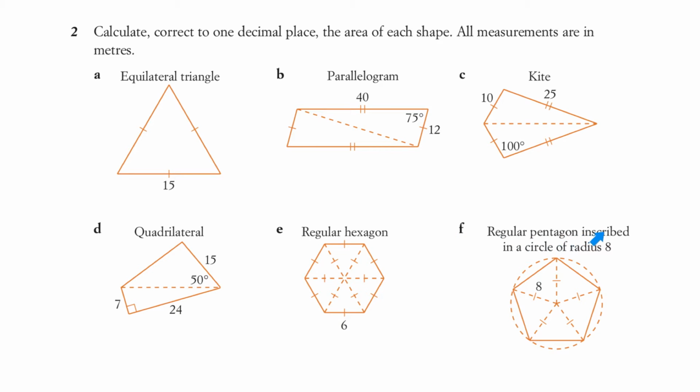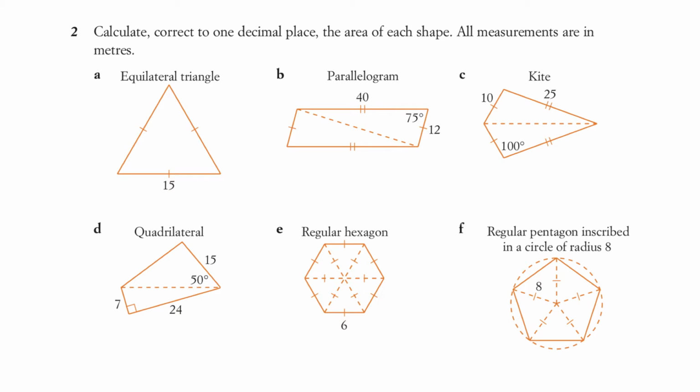F is a regular pentagon inscribed in a circle of radius 8. So we still want to find the area of the pentagon. This is a regular pentagon, so we know that the internal angles are all the same, and we use a formula for that.